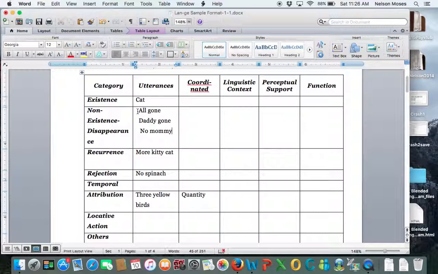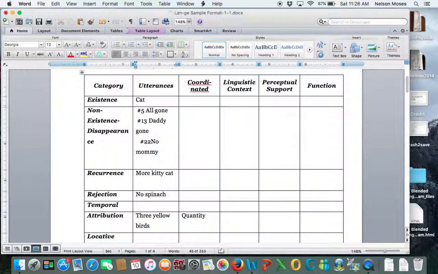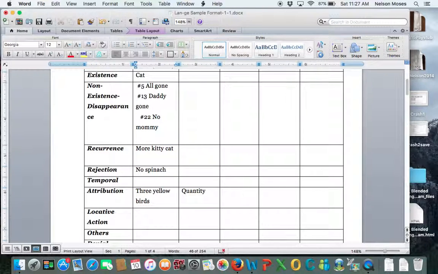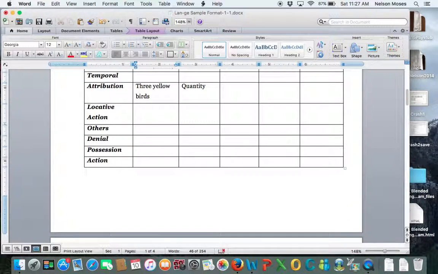The other thing is, and I didn't include it yet, but I would include here, say this is utterance number 5, this is utterance number 13, this is utterance number 22, etc. You put the number of the utterance into the utterance slot. You always include the number of the utterance. Okay?